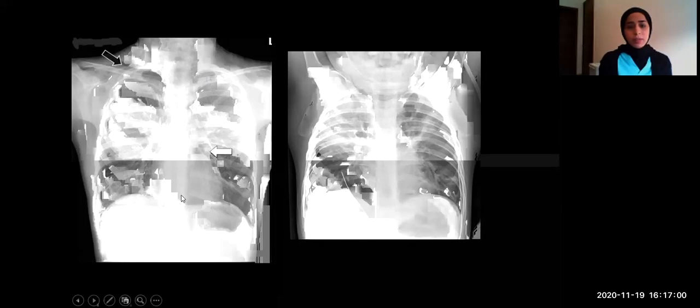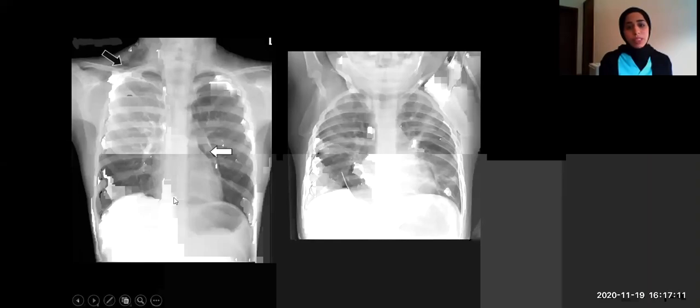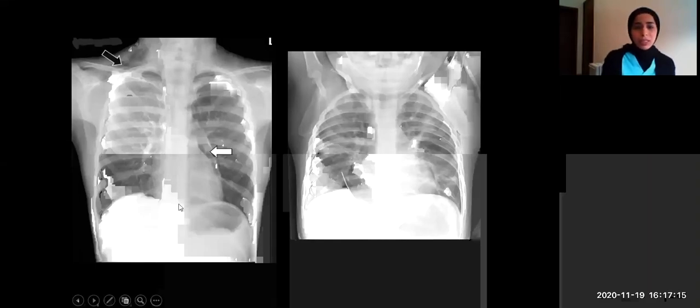Also, you may notice the continuous diaphragm sign here. If you can see, there is air. This line may be seen in pneumomediastinum, sometimes can be seen in pneumoperitoneum. But in this setting, it is related to pneumomediastinum.